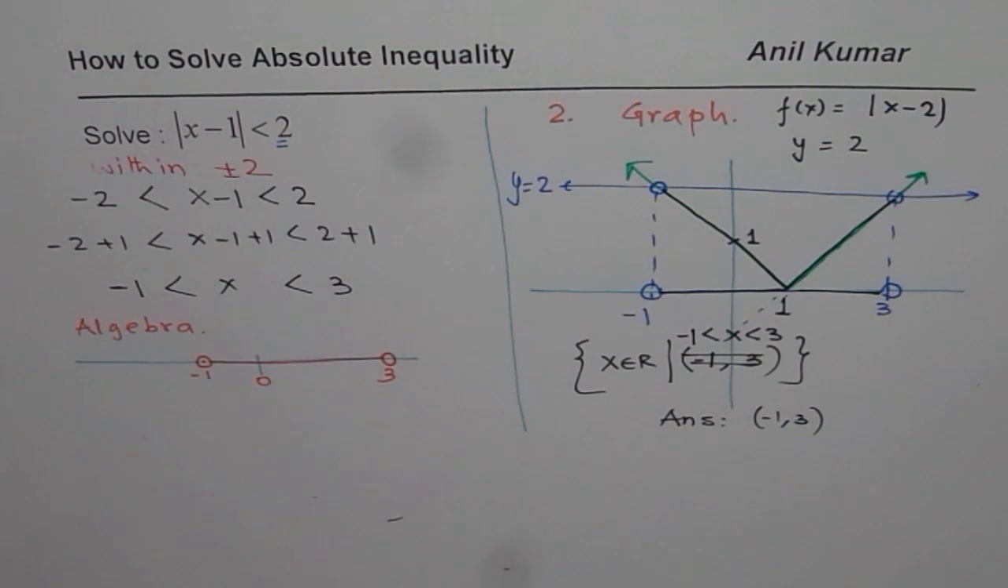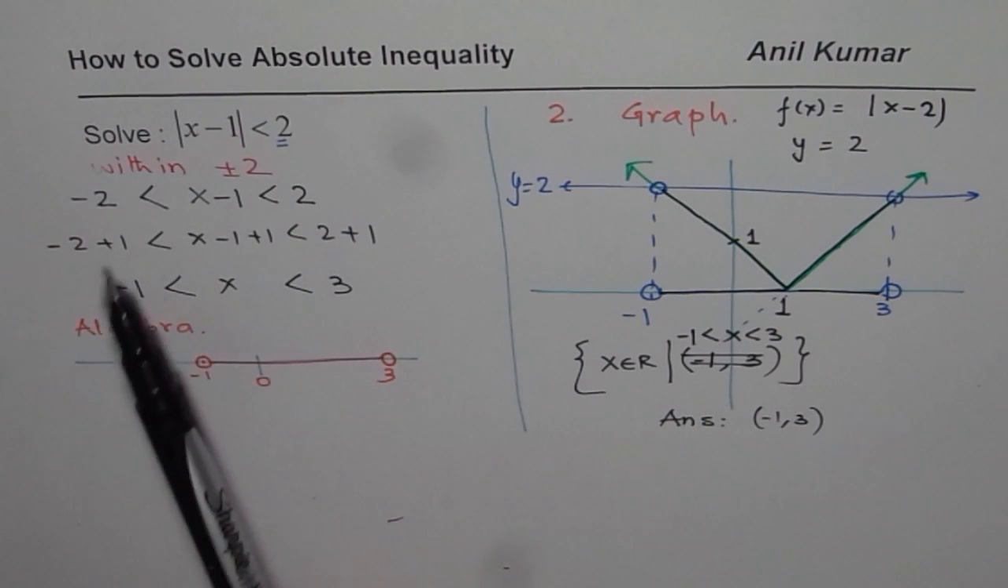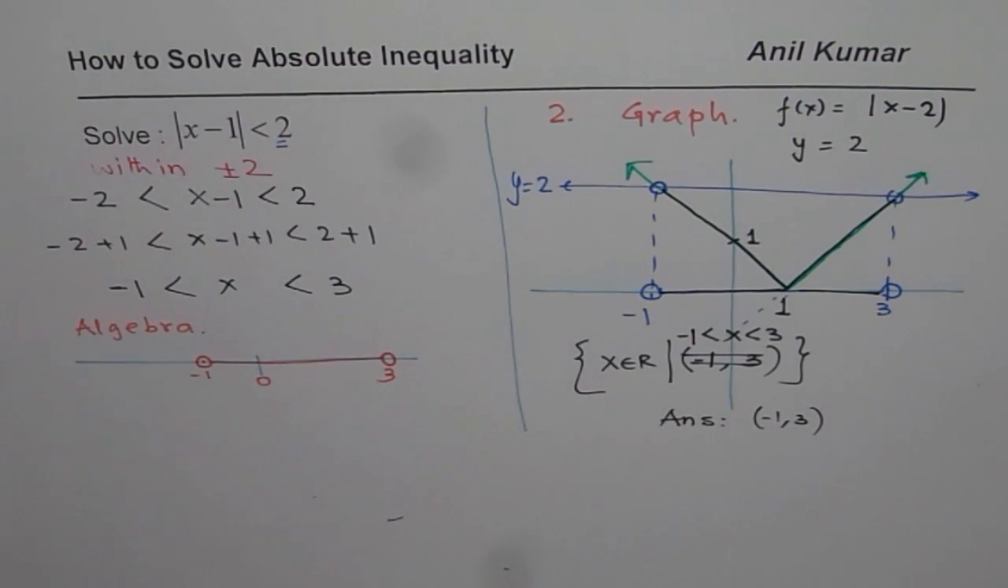So that is how you can very easily solve absolute inequality using the algebraic and graphical methods. I hope these steps are absolutely clear. So whenever you have less than, in that case, use one of these methods to solve absolute inequality.